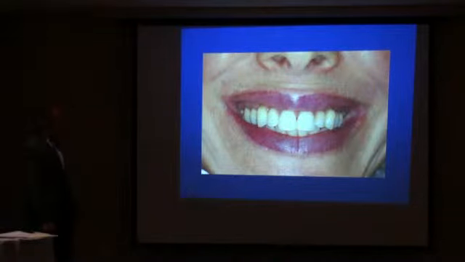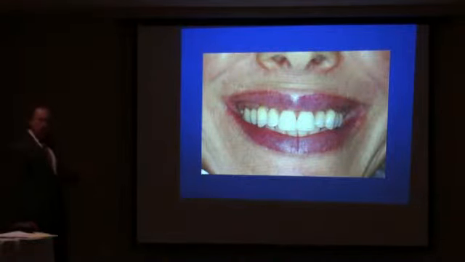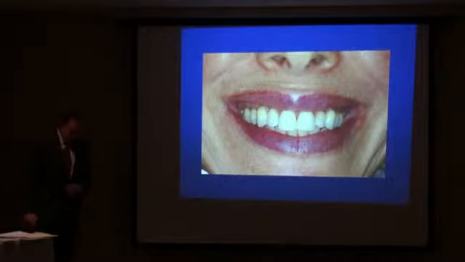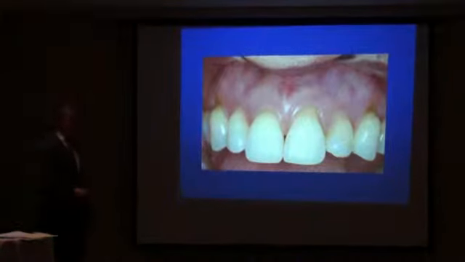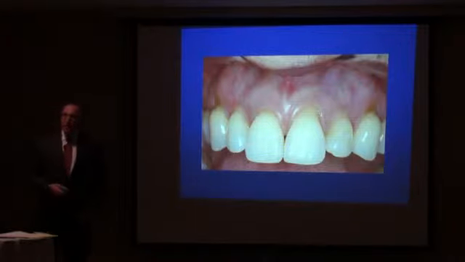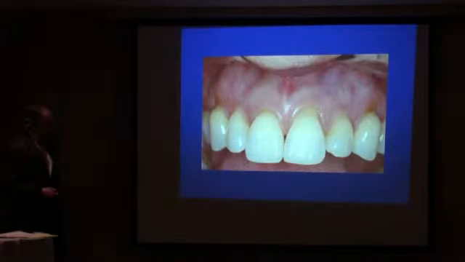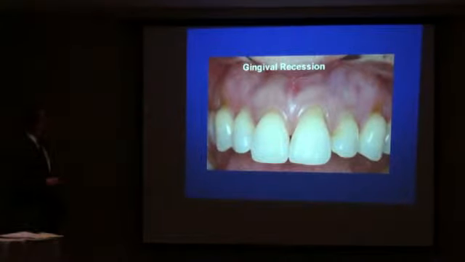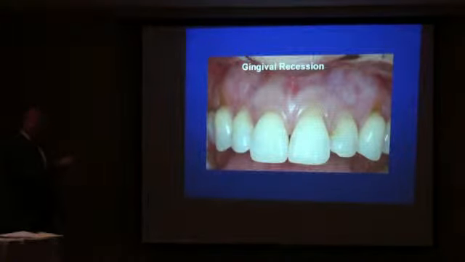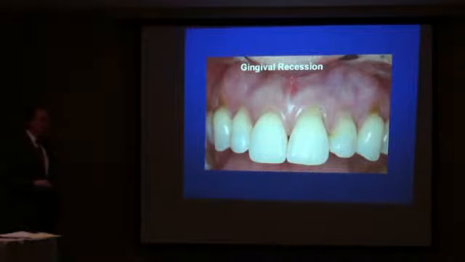Let's begin by looking at this patient. She's actually a close family friend who came to me a couple of years ago with the chief complaint that she was unhappy about the appearance of her maxillary anterior teeth. And you can see several problems that she presents with. First of all, she has gingival recession on all 6 of these maxillary anterior teeth.